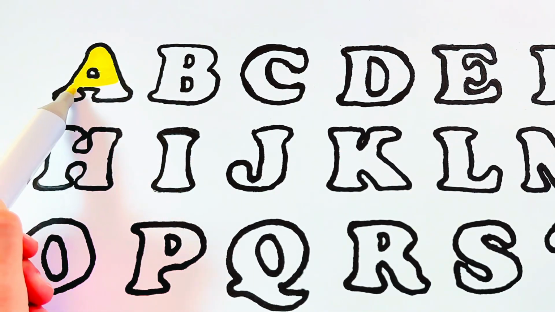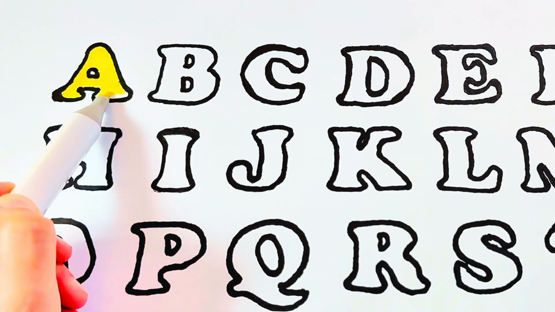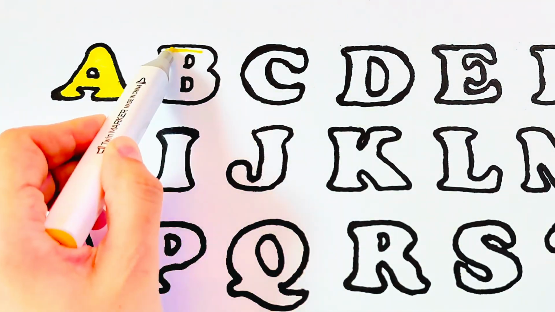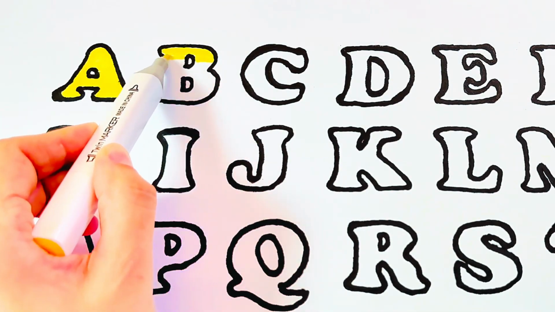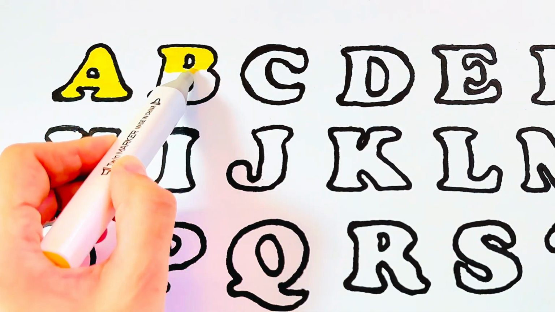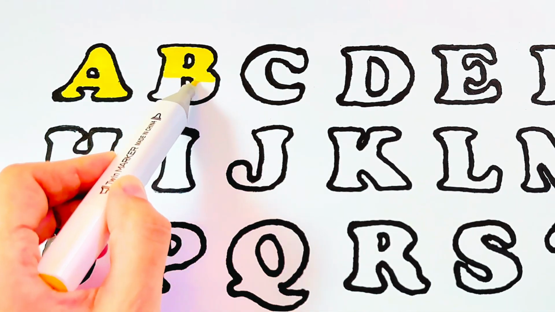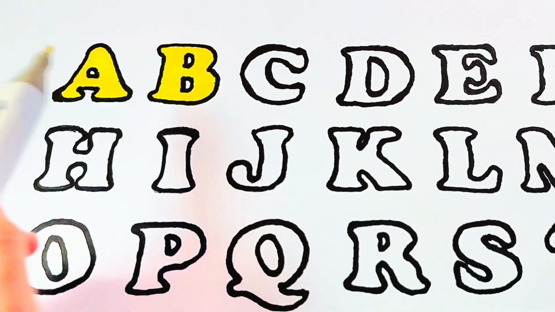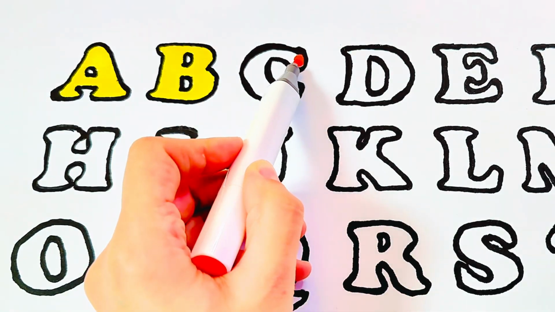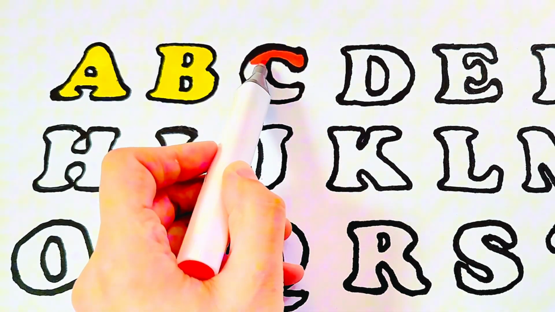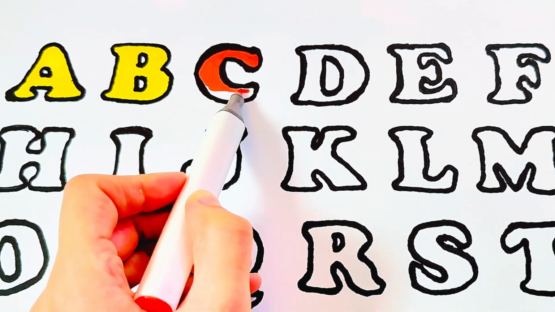L is for lamb. Lamb. Let's color the letter B. M is for monkey. Monkey. N is for nose. I will color the letter C with red. Nose. O is for orange.